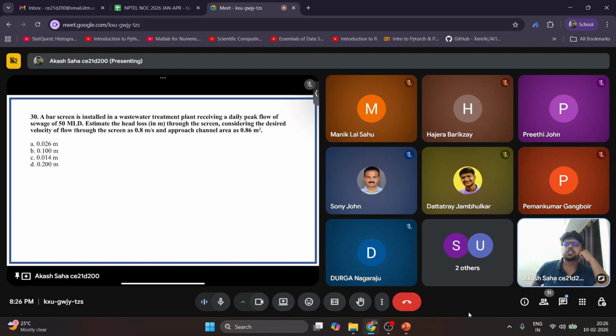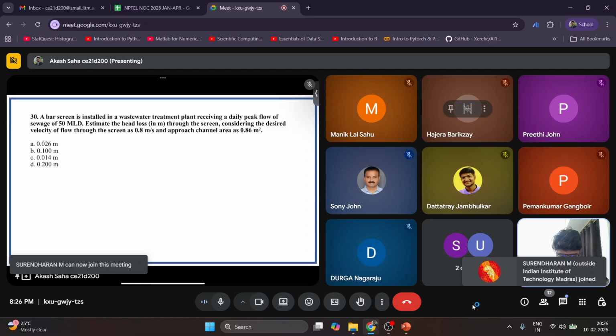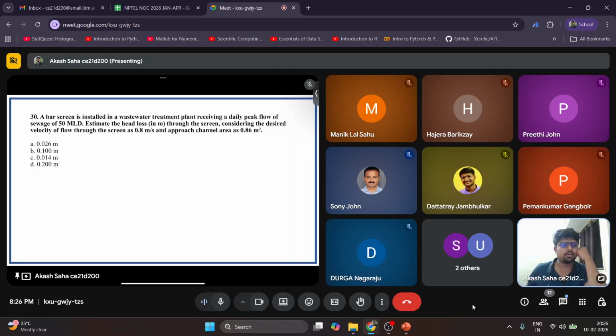Next, a bar screen is installed in a wastewater treatment plant receiving a daily peak flow of 50 MLD. Estimate the head loss in meters through the screen, considering the desired velocity of flow through the screen as 0.8 meter per second and approach channel area as 0.86 square meters. Please try to solve. It is a little lengthy problem, or rather it has more steps than the other problems. I will wait for 2 minutes and then we will see the answer. We have two, three more problems, so we will finish them off quickly.